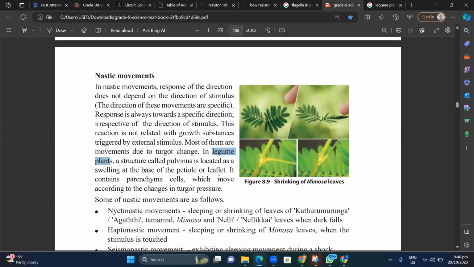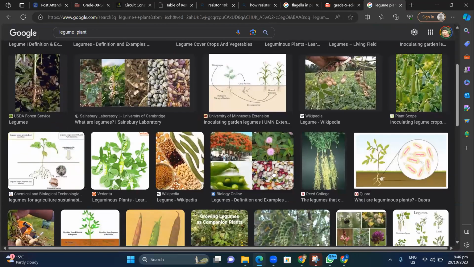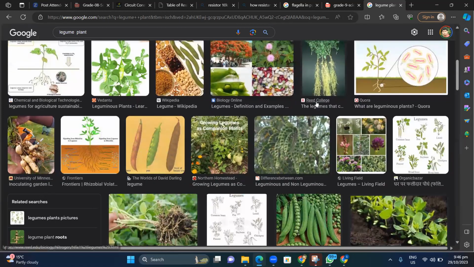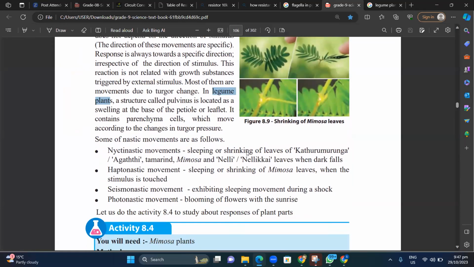Here, when pressure is given, especially when these seeds are dry, it will release these seeds. And not just in these, you can see this kind of thing in different plants. There are some other plants too.